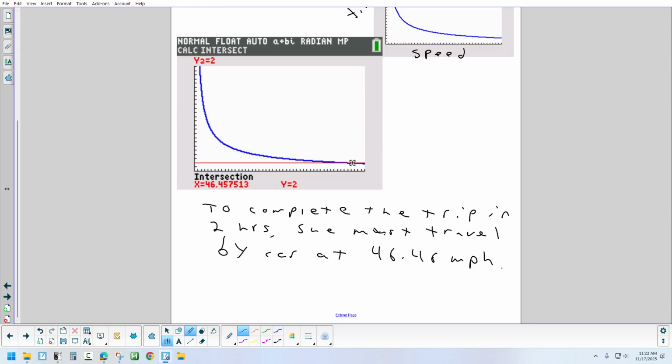Okay. Any question on that? Yes? I wouldn't imagine the graph would be any different for kilometers. No, the units wouldn't really matter. It would just be the same type of thing. You do a y1, a y2, and look for an intercept. You do have to make sure though that your units are the same.